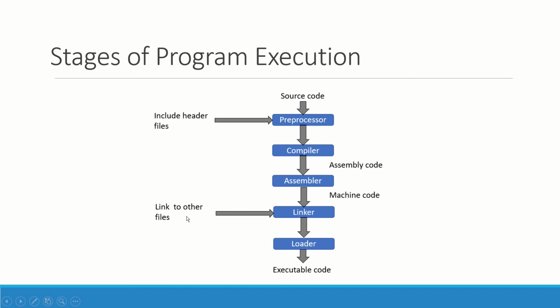So the linker takes all the files and links them to each other, and this file is stored into the secondary memory or the hard disk. Then there is a loader which loads the file from the secondary memory into the primary memory or the RAM, and we have executable code, that is .exe code. To summarize, program execution contains 5 stages: preprocessor, compiler, assembler, linker and loader, and these are all programs, just programs.